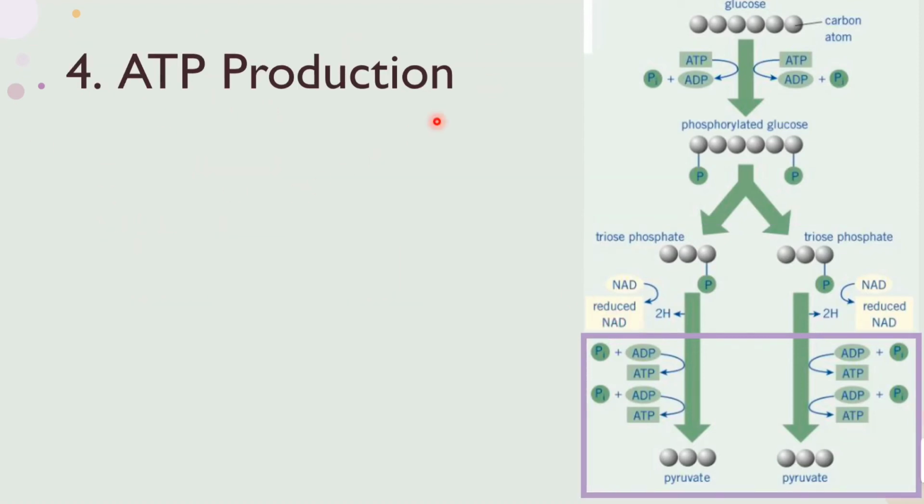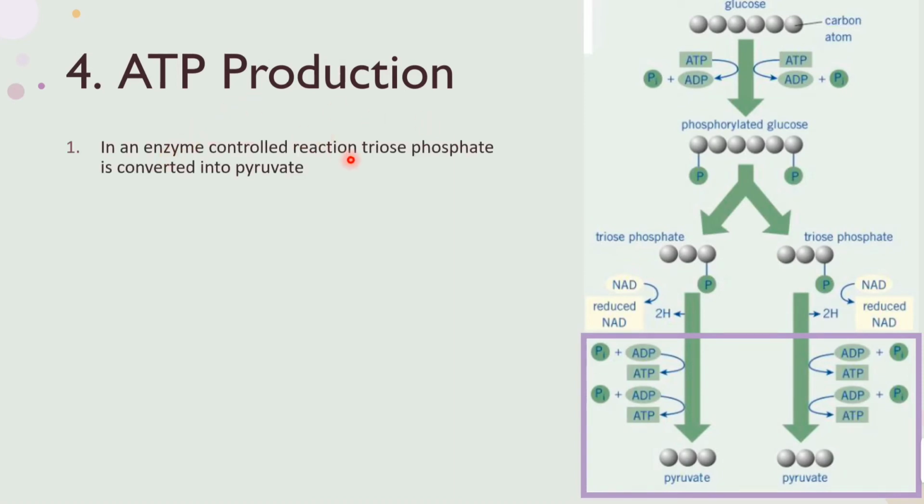And our last stage of glycolysis is ATP production. So in an enzyme-controlled reaction, triose phosphate is converted to pyruvate. So our oxidized triose phosphate that we have now produced via a chain of enzyme-controlled reactions is converted into our overall product of pyruvate.